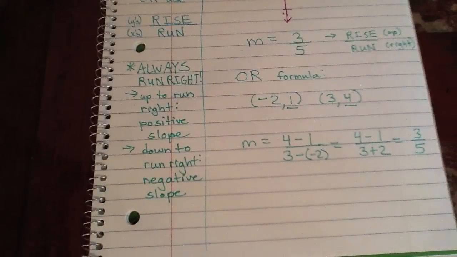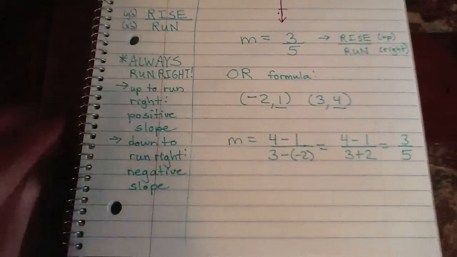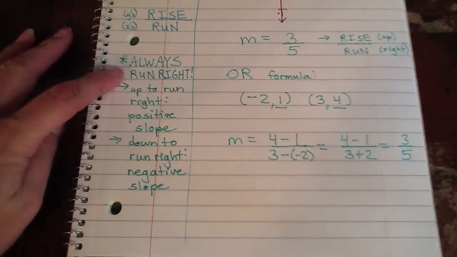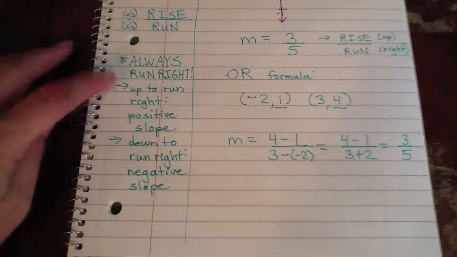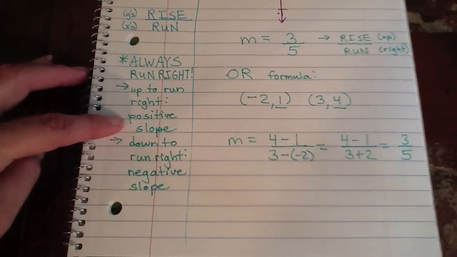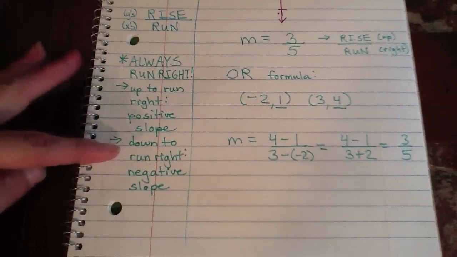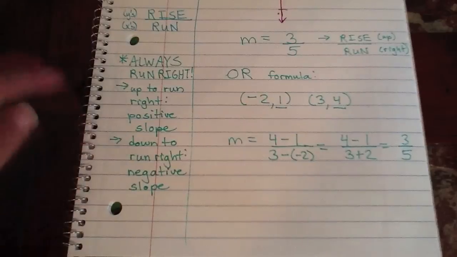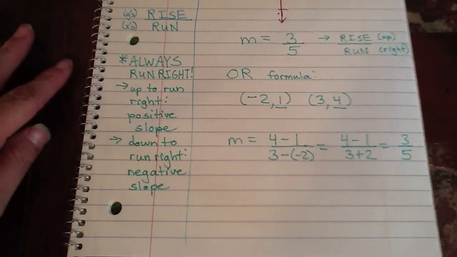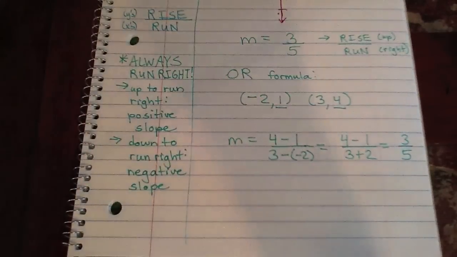Go ahead and fill that in on the left side. It's just talking about what we talked about. You always are looking to run right. And if you're going to go up to run right, then you have a positive slope. If you're going to go down to run right, then you have a negative slope. Write that in, hit play when you're ready to start again.